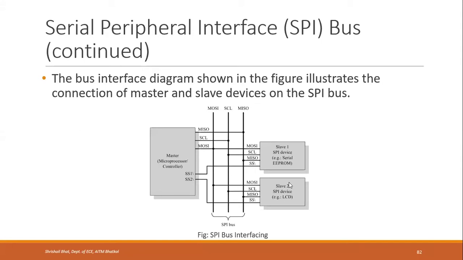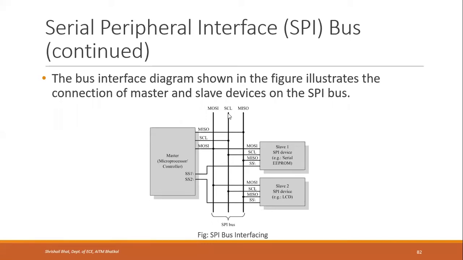So here there are 2 slaves connected. One is a serial EEPROM, that is a memory device. Another is an LCD display, liquid crystal display. It is an output device which is used for displaying. Both are connected using SPI communication.